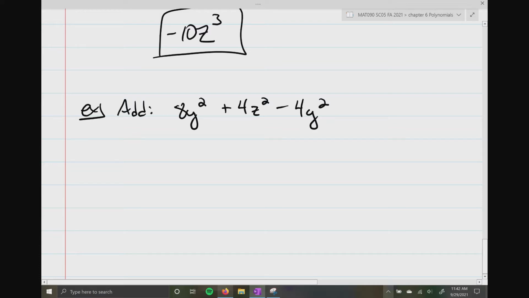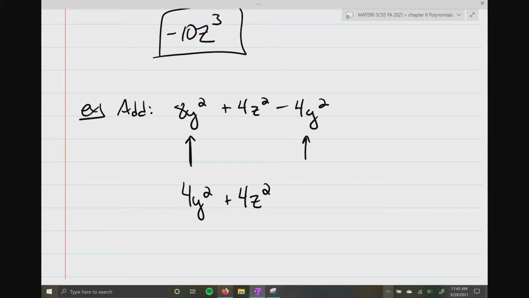I agree. Right there, you have 8y to the second. All the way to the right-hand side, you have minus 4y to the second. Same variable, same exponent. So let's combine them together. 8 minus 4 is going to be 4y to the second plus 4z to the second. I cannot combine those two because they have different variables.